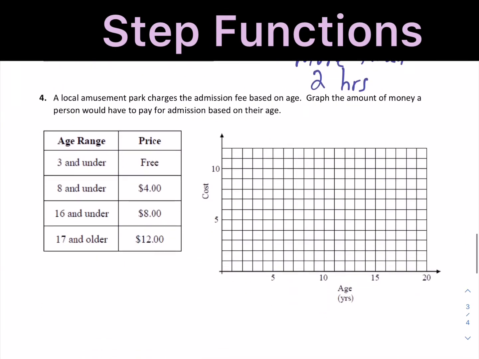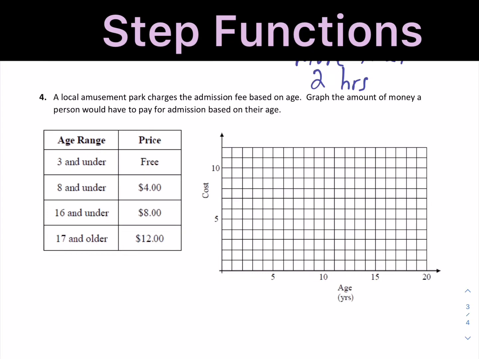A local amusement park charges the admission fee based on age. Graph the amount of money a person would have to pay for admission based on their age. So here's the price range. If you're 3 and under, you're free. If you're 8 and under, you are $4. And 16 and under, $8. 17 and older is $12.